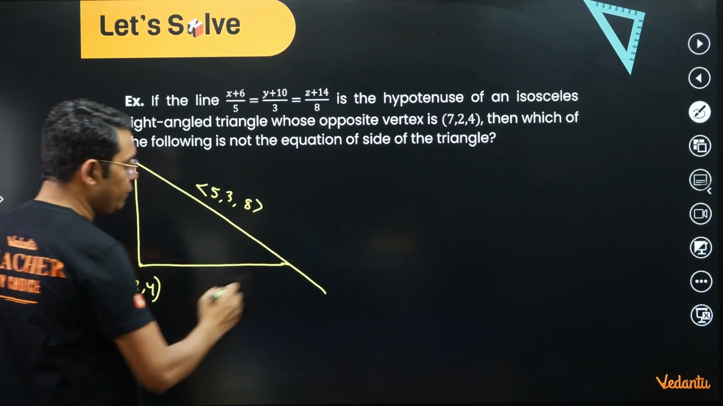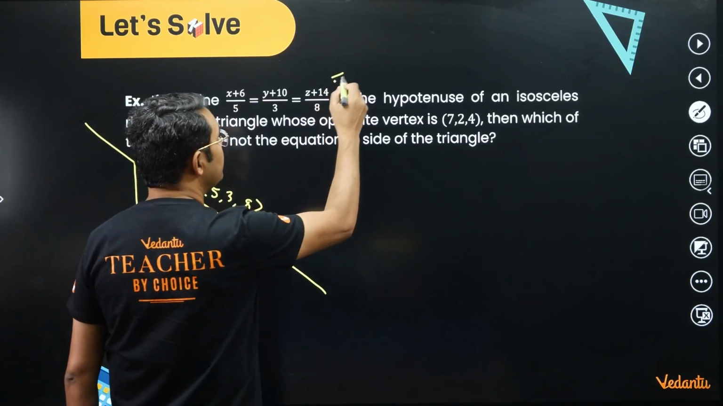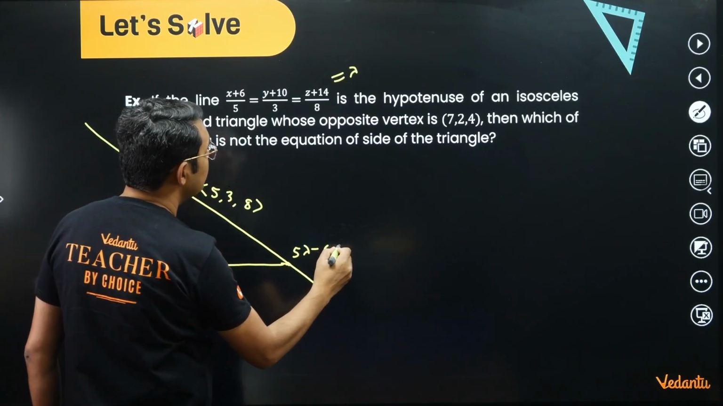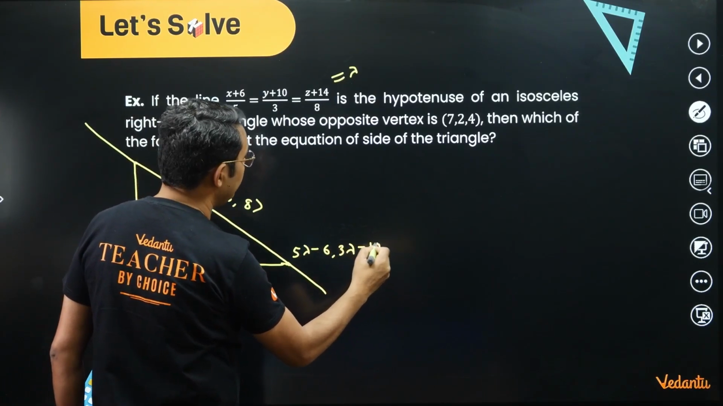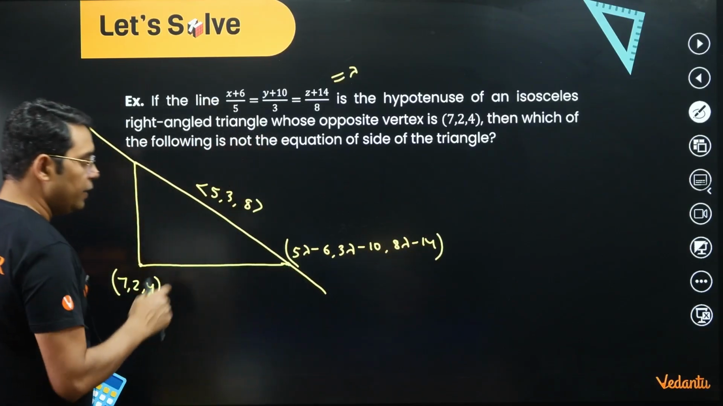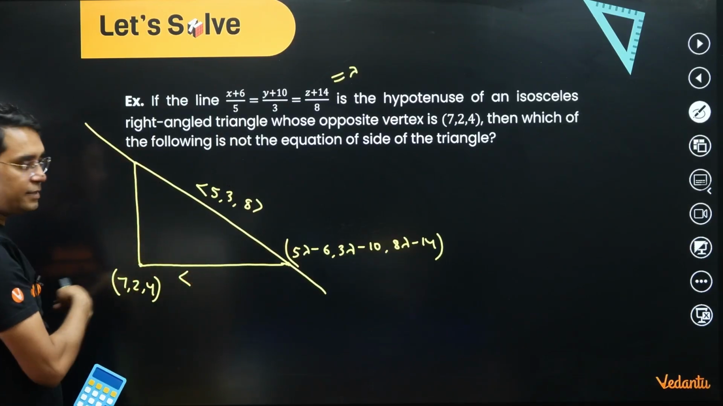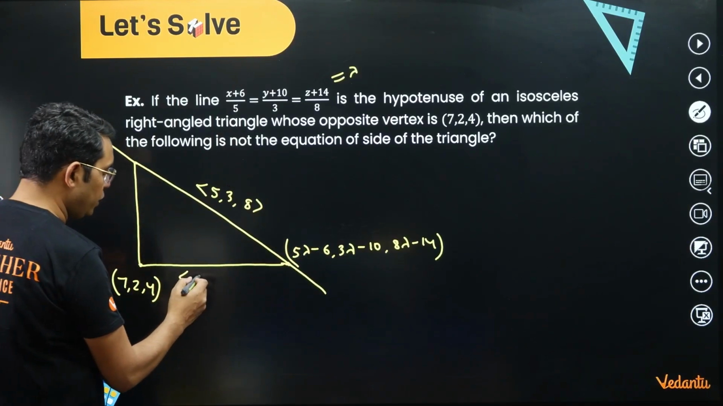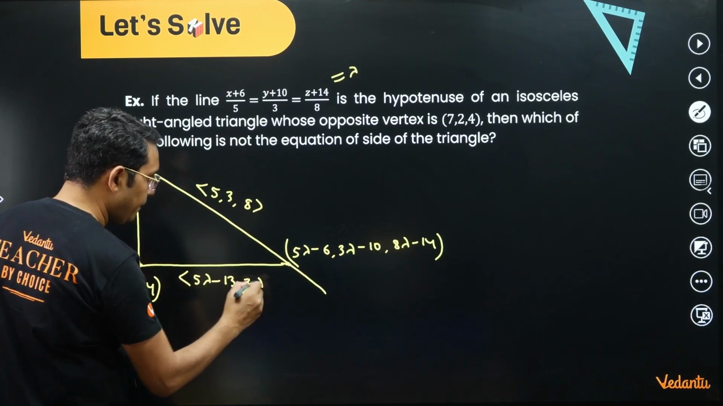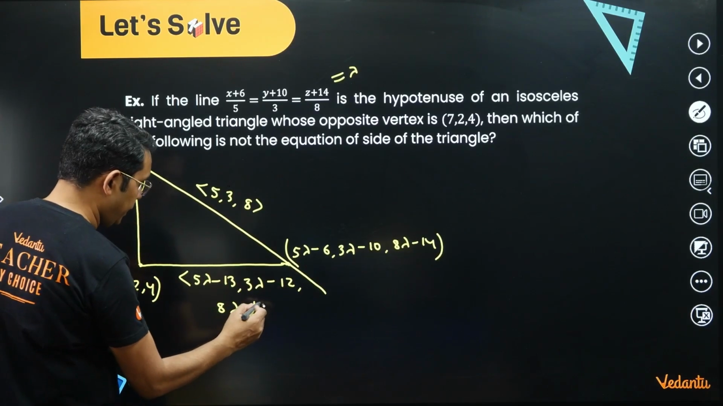So one method would be that you take a point on this line in terms of lambda, equate this to lambda, so that will become 5 lambda minus 6, 3 lambda minus 10, and 8 lambda minus 40. Now if we know this point, we can write the direction ratio of this side by subtracting these two. So it will be 5 lambda minus 13, 3 lambda minus 12, and 8 lambda minus 18.